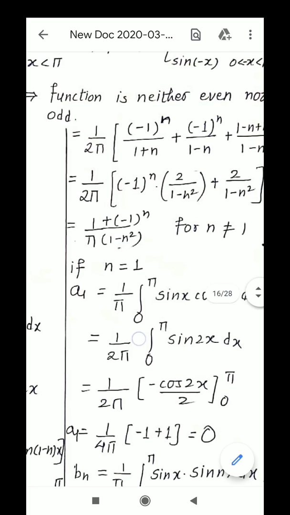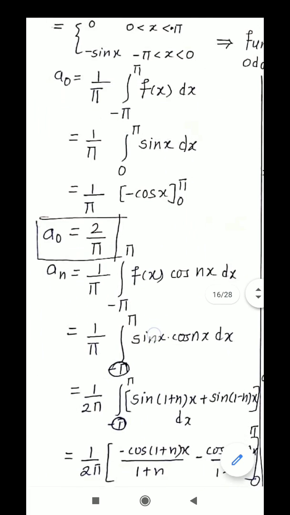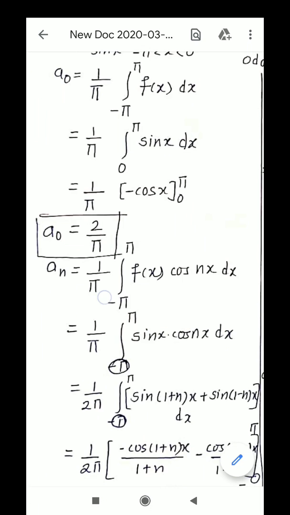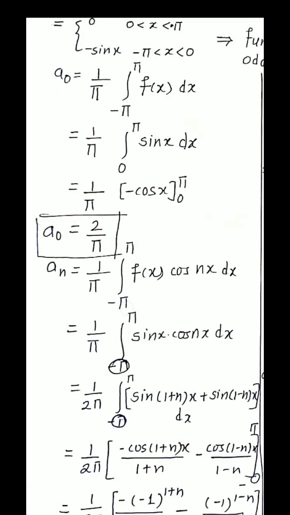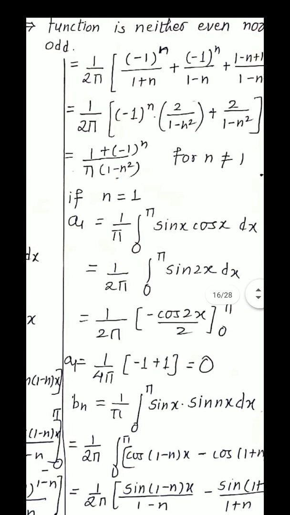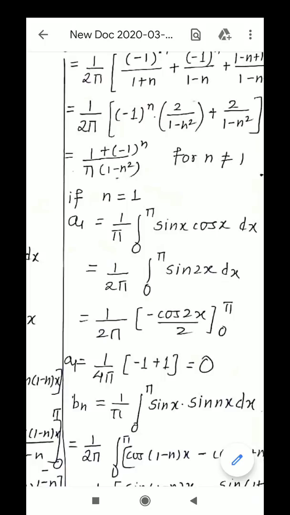In the original formula, put n equal to 1, then a1 can be written as 1 by pi into the integral from minus pi to plus pi of f of x cos x dx. That is 1 by pi into minus pi to 0 and 0 to pi. In minus pi to 0, f of x is 0. So 1 upon pi times the integration from 0 to pi of f of x, which is sin x, into cos x dx.